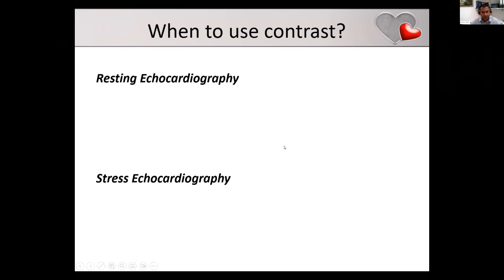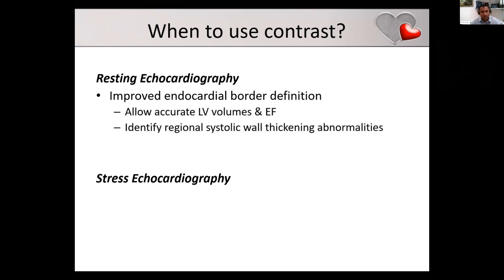There are lots of guidelines out which you've heard about for using contrast. It'll improve your endocardial border definition. This means you can do quantification, so you can get accurate volumes and ejection fraction, and you can look at systolic wall thickening using the 16 or 17 segment model, so you can comment on regional as well as global systolic function.